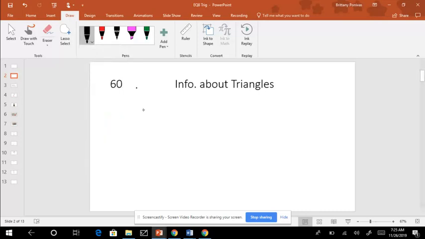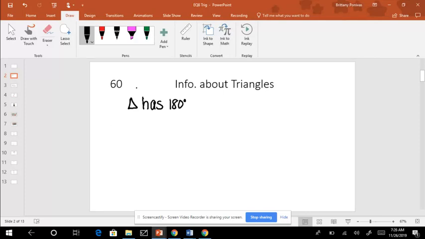So the first thing you need to know is that a triangle has 180 degrees in it. So if you added all of the three angles together, it would equal 180 degrees.